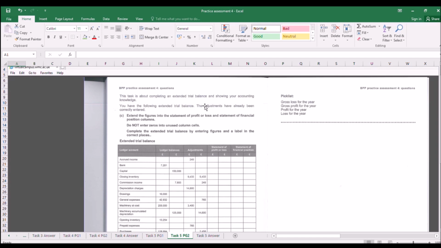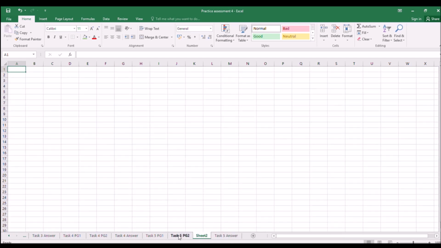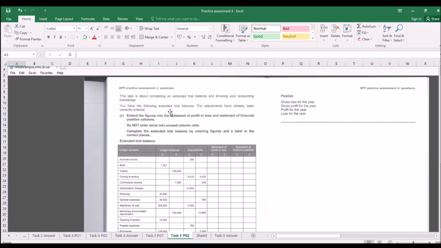This task is about completing an extended trial balance. Okay, we've got another extended trial balance to go. I think what we'll do then is we'll put in another sheet for that, and we'll just do this separately on a different piece of paper. As noted again, always get a load of paper in the exam, and show your accounting knowledge.